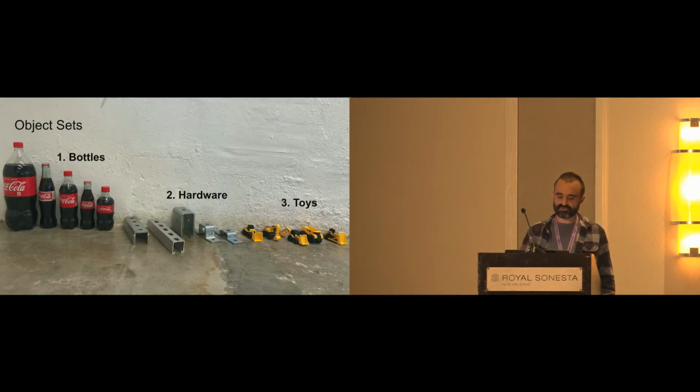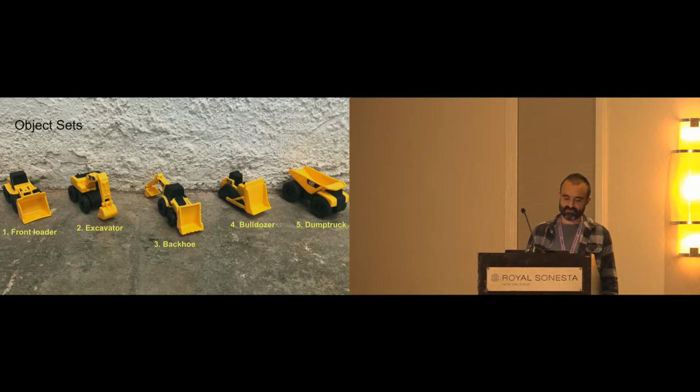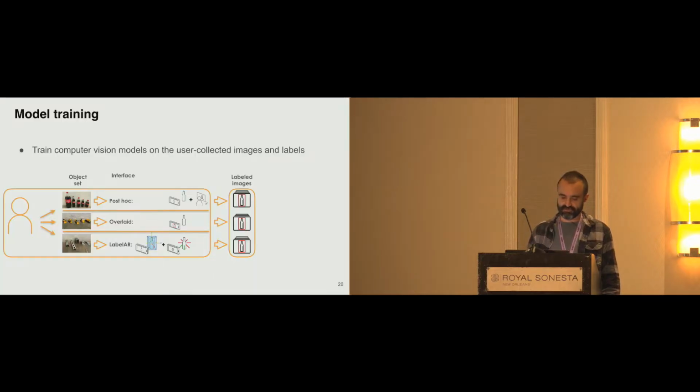So we carefully collected 3 sets for the study. Each set was chosen for variations in size, shape, and texture. Each set has 5 instances, which present a challenging fine-grained recognition task. For example, within the toy set, we have a front loader, excavator, backhoe, bulldozer, and dump truck. Notice that distinguishing between these objects is no trivial vision task, since they are similar in size, color, and low to mid-level textures and patterns. And this holds true for each of our object sets.